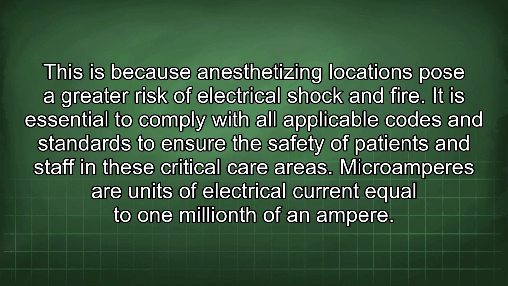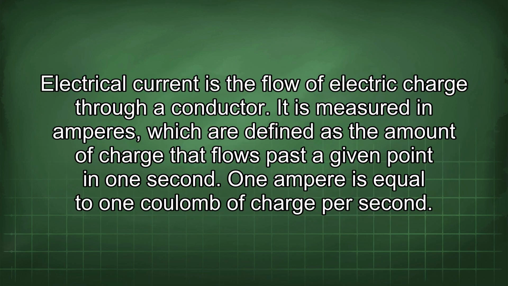Microamperes are units of electrical current equal to one millionth of an ampere. Electrical current is the flow of electric charge through a conductor. It is measured in amperes, which are defined as the amount of charge that flows past a given point in one second. One ampere is equal to one coulomb of charge per second.